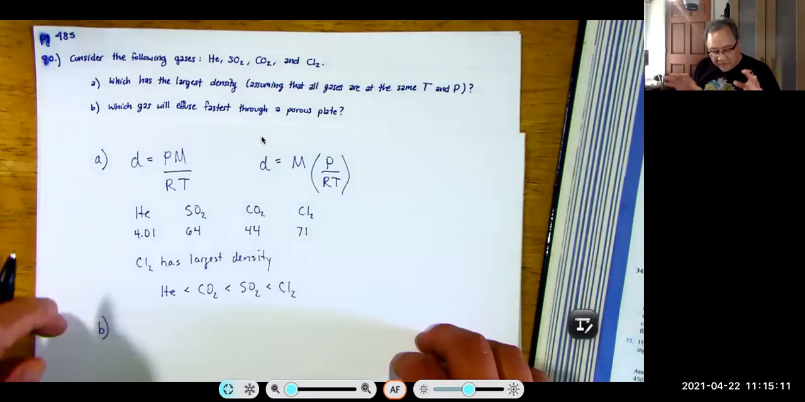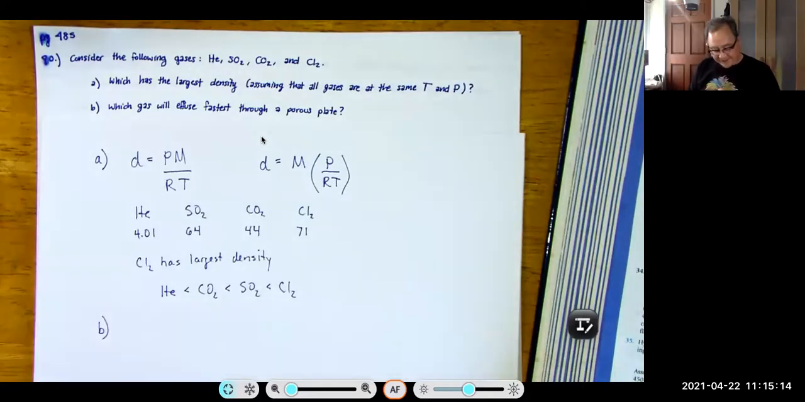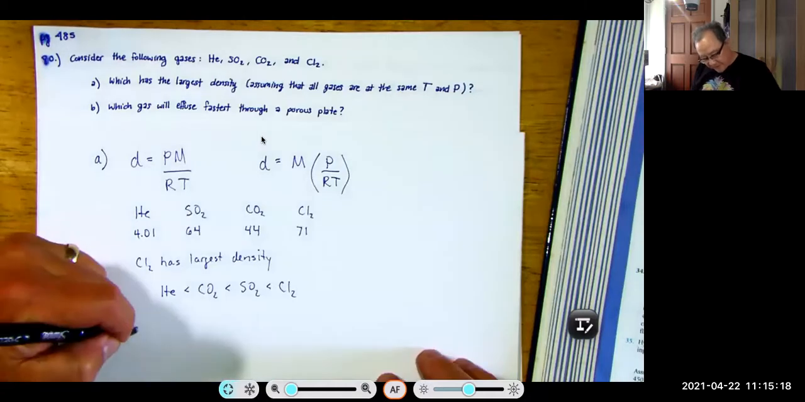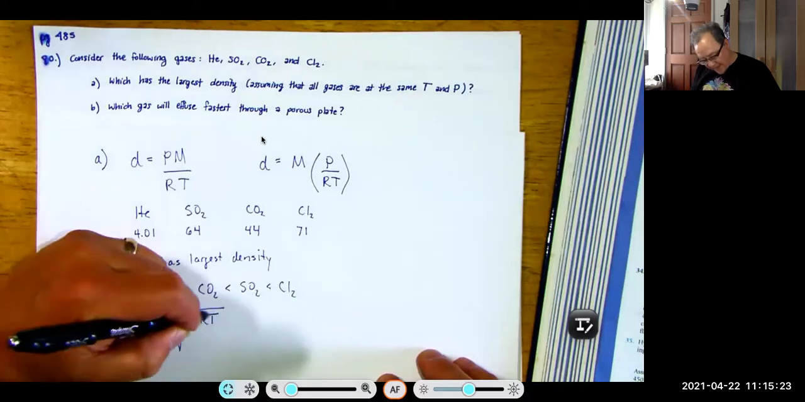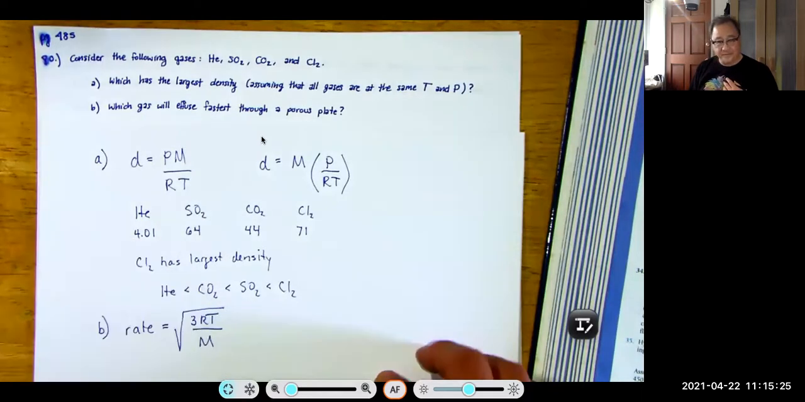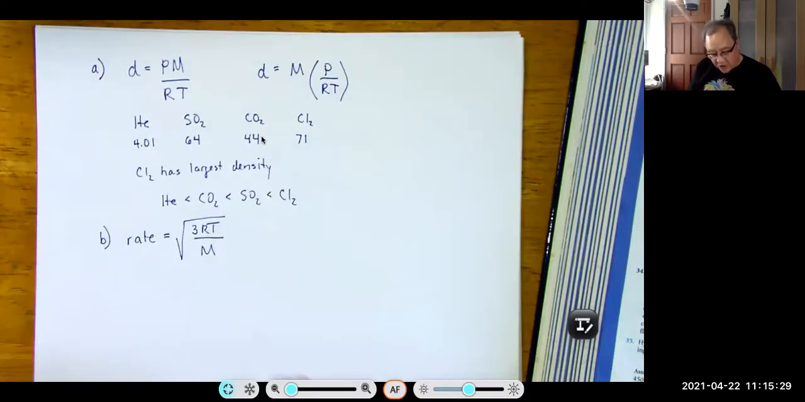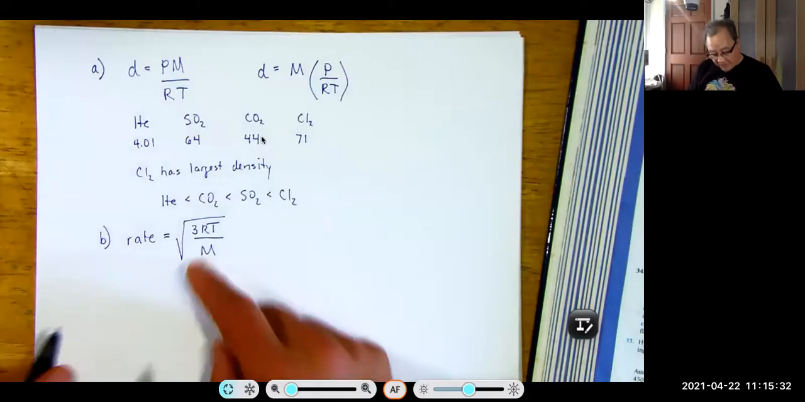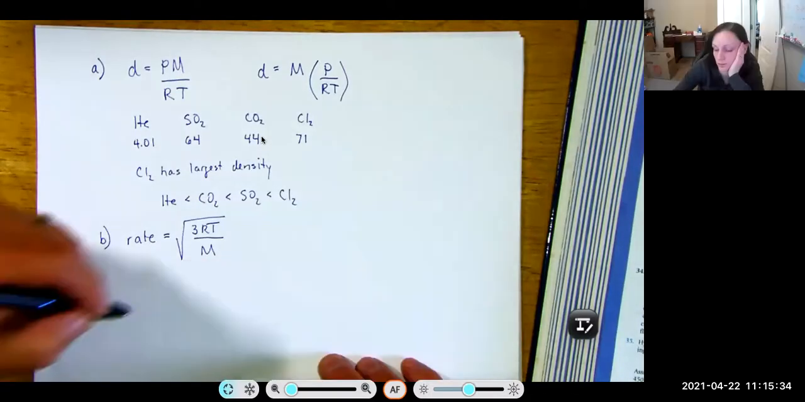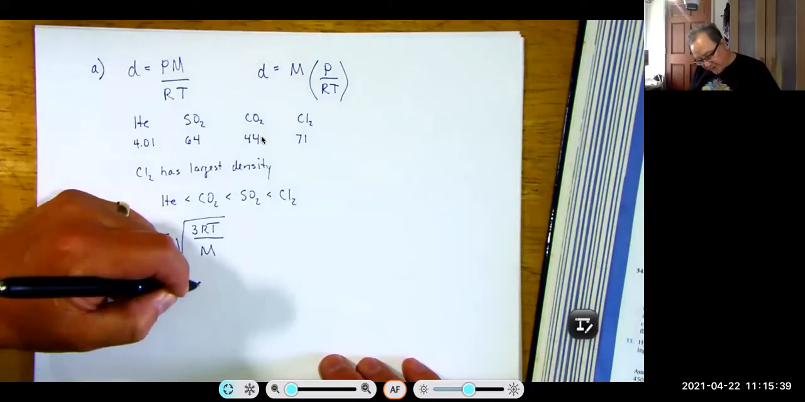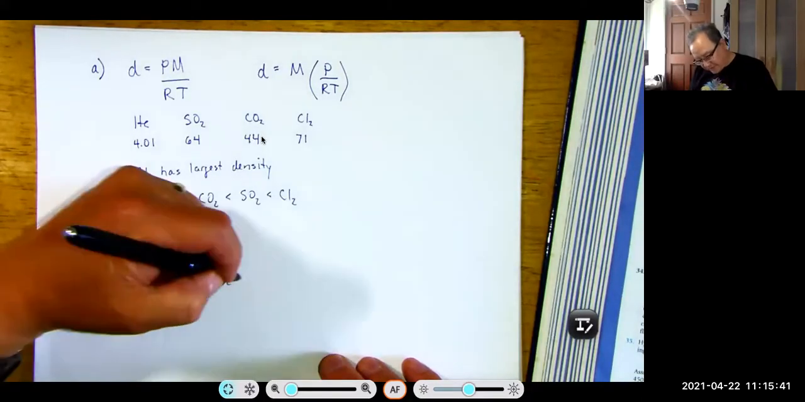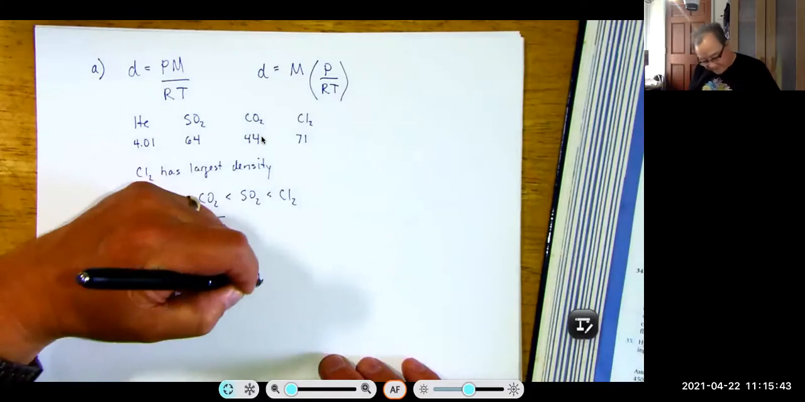Okay, which will effuse the fastest? Well, remember the rate of effusion is equal to the square root of 3RT over the molar mass. Right. So which one effuses faster? Large molar mass or small molar mass? Small. Small molar mass effuses faster. So that would be helium.